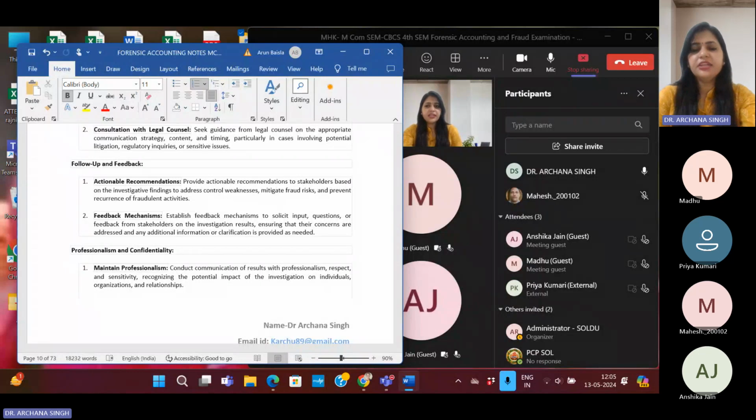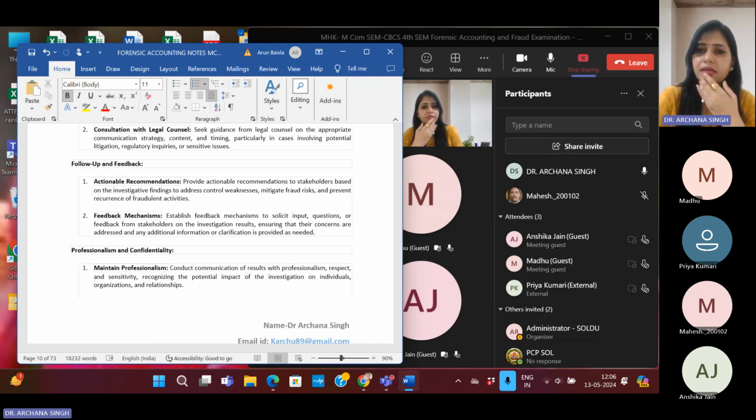Then feedback mechanism. Feedback mechanism basically they had to establish to solicit input, questions, and feedback from various stakeholders in relation to the investigation result, and then they had to ensure their concerns are addressed. If they had provided their feedback, then their concerns should be addressed, and additional information or clarification, if they needed, should also be provided.